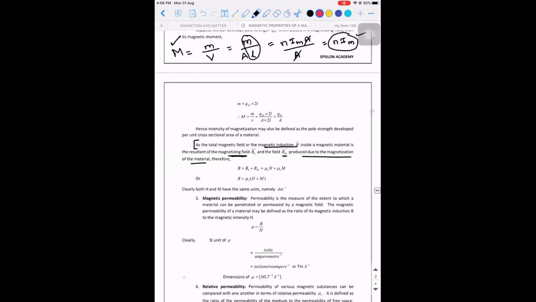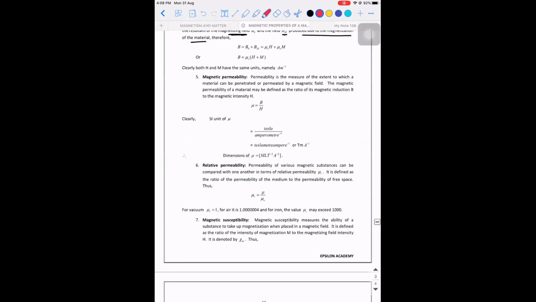So we have seen 4 definitions. The next is magnetic permeability. So as the name suggests, permeability is the measure of the extent to which a material can be penetrated or permeated by a magnetic field. Means how much allowance the material is giving to the external magnetic field to enter through it. That is what is meant by magnetic permeability.